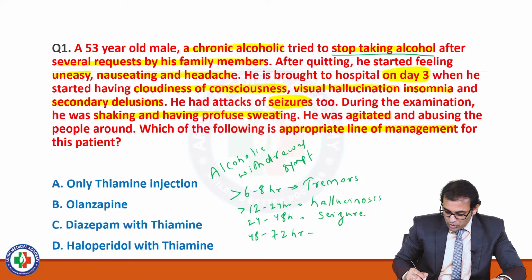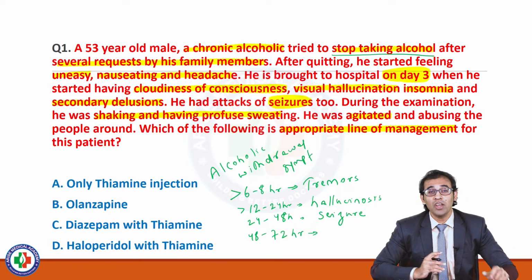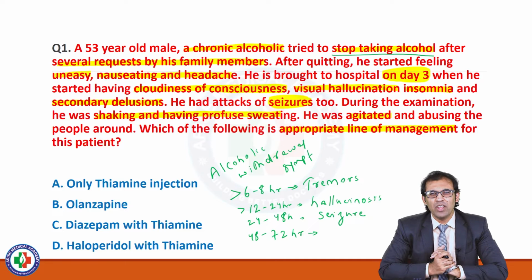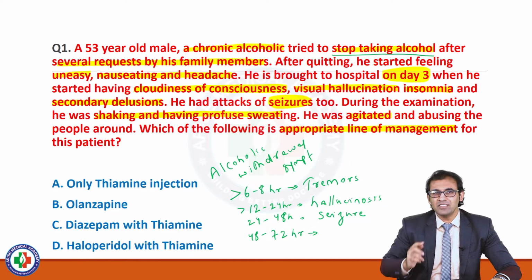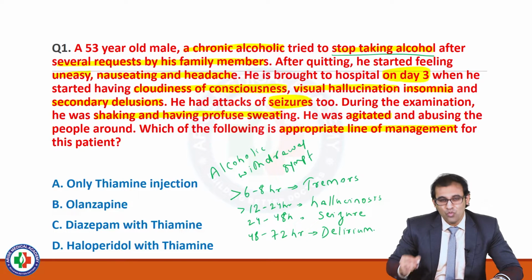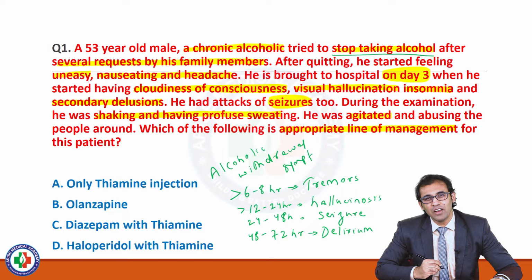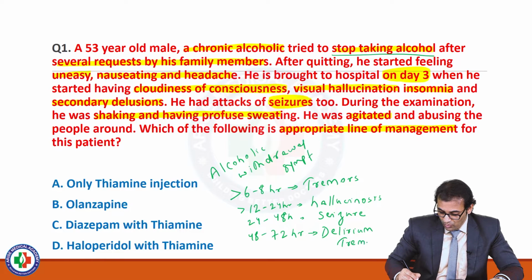Or if he had the last peg 48 to 72 hours before, now he will be having what? Altered sensorium, clouding of consciousness with visual hallucination, auditory hallucination, even tactile hallucination. So this altered sensorium is called what? Delirium. Which type of delirium do you see in alcohol withdrawal? This is DT, delirium tremens. Very good. You can easily understand it, right?